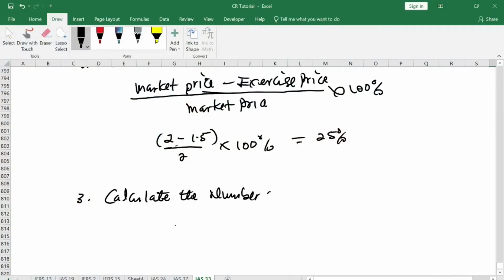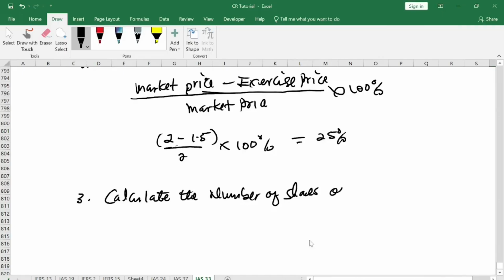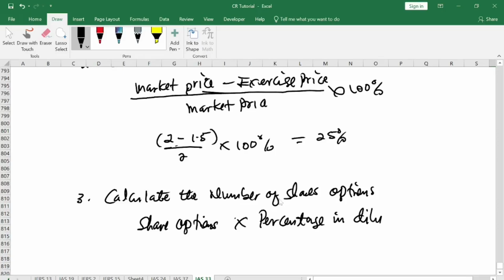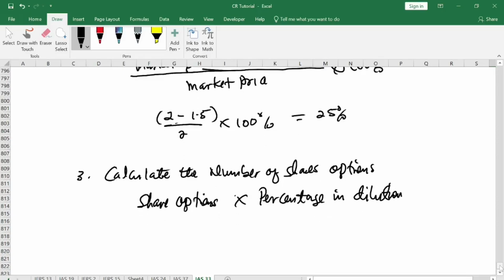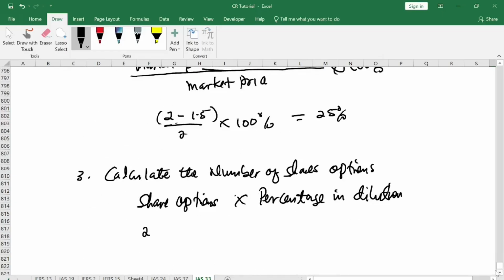Okay. So step 3, you calculate the number of shares, the number of share options. How do you do that? You pick your share options and multiply by the percentage in dilution. The share option is 2 million, multiplied by the percentage in dilution, which is 25%, so 0.25.